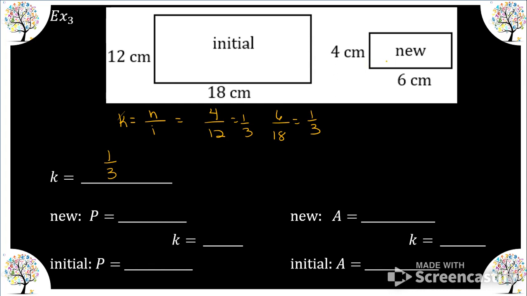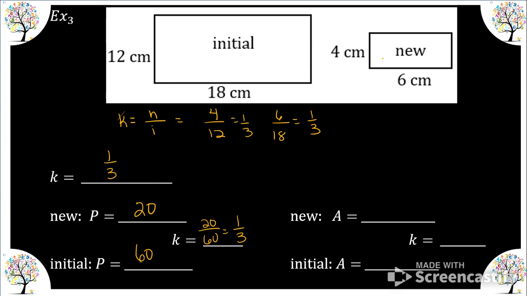This new rectangle is 1/3 the size of the initial. Now let's compare perimeters. I always like to do the measurement of the new one first, just so I make sure I put that on the top part of my ratio, finding scale factor. Perimeter is adding all 4 sides here, and so we get 20. And then we're going to add all 4 sides of our initial and get 60. So we're going to compare the 20 to the 60, and that does give us the 1/3.